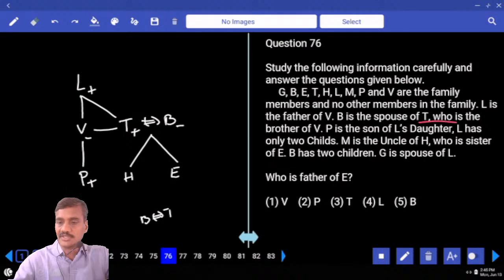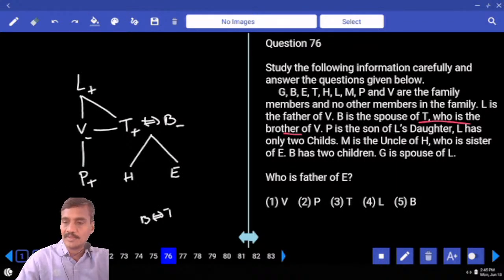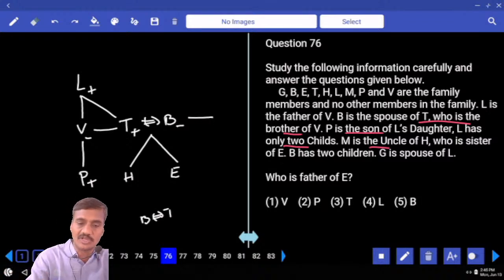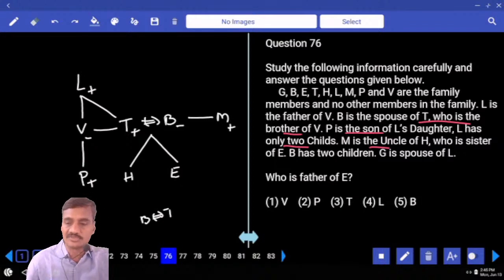Now here, T who is the brother of V, P is the son of L's daughter, and L has only 2 children. And next one, M is the uncle of H. M is uncle of H means either paternal uncle or maternal uncle. Now paternal uncle is not possible because T's brother is not there, because there are only 2 children to T's father. Hence obviously, M is the uncle of H means M must be the brother of V. That is H's mother's brother.